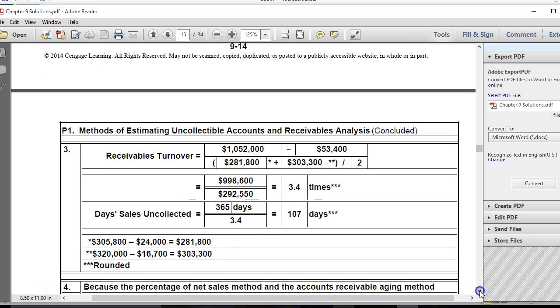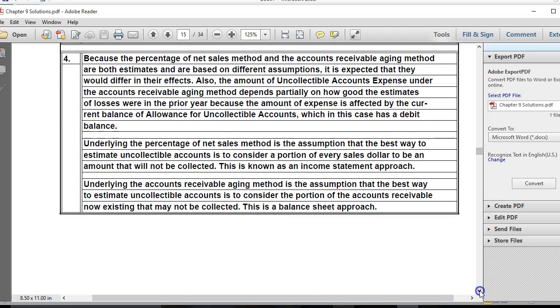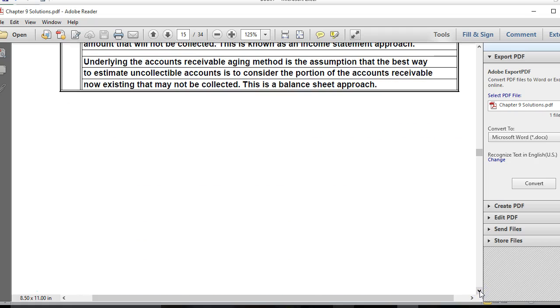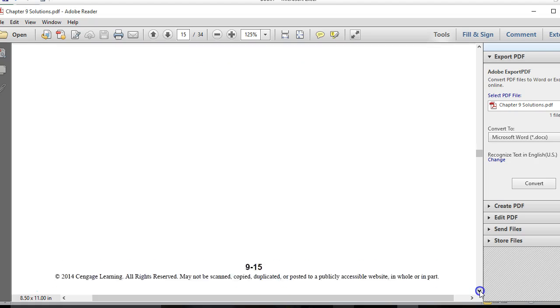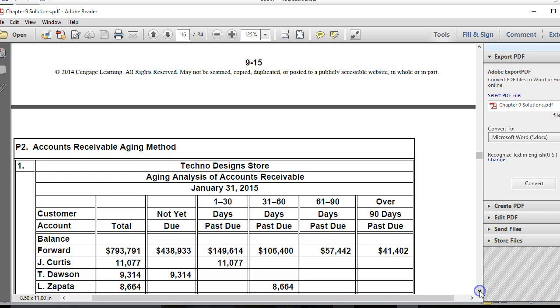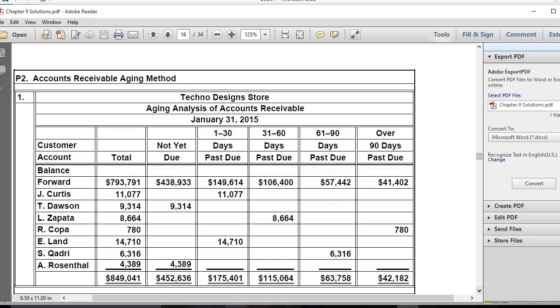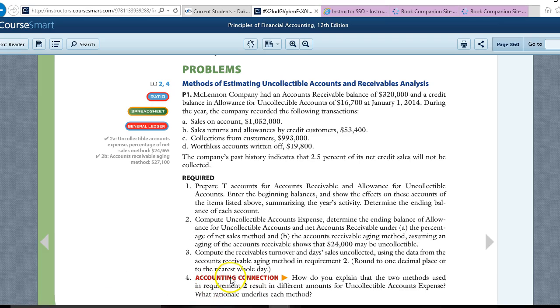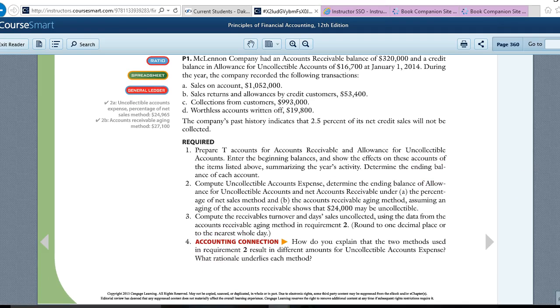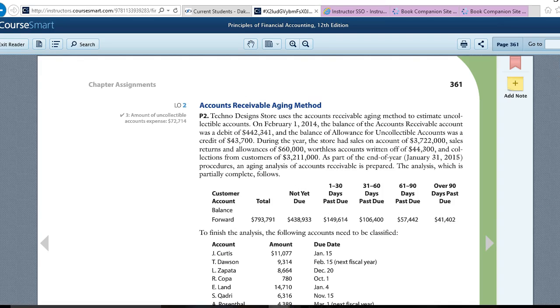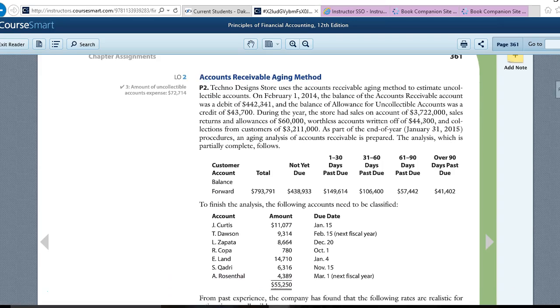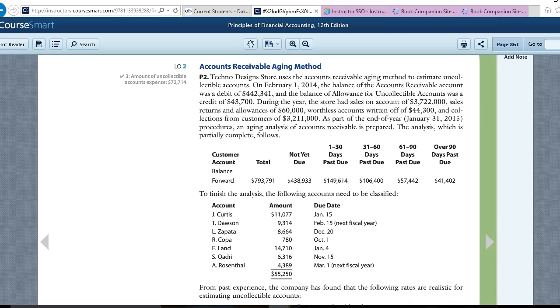Don't worry about part 3. We're not going to do any of these receivable turnovers. All we're focusing on, so don't worry about any of these percentage calculations, accounts receivable. We're not going to mess with that in this chapter. Okay? P2. It asks compute the receivables turnover and days of sales uncollected. Do not worry about that. So when you're doing P5, don't worry about that. Don't worry about anything to do with ratios.